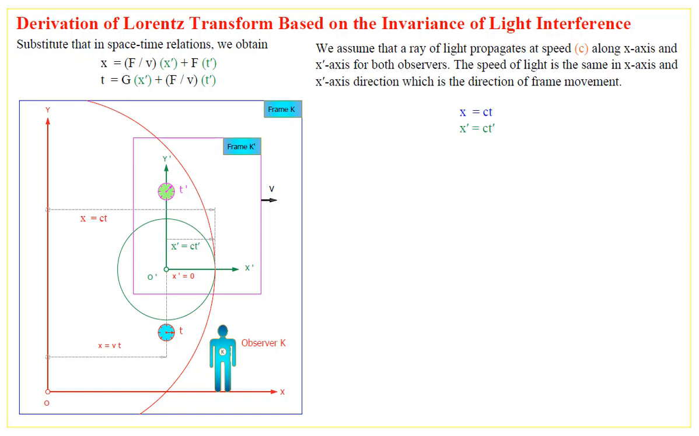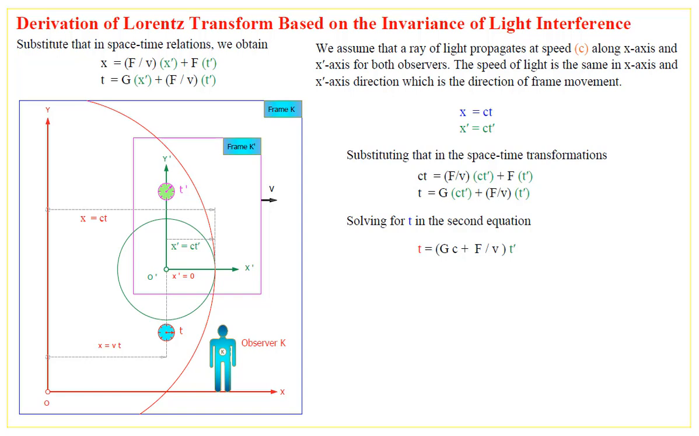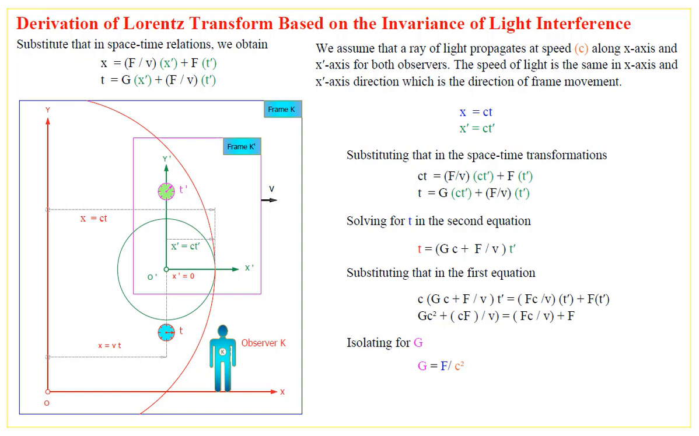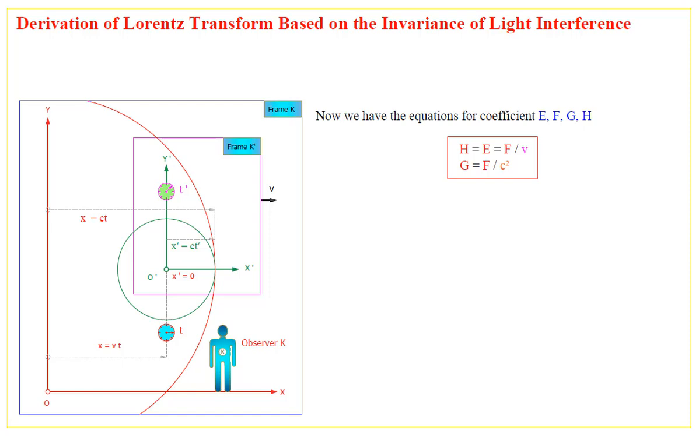We assume that a ray of light propagates at speed c along the x-axis and x'-axis for both observers. The speed of light is the same in the x-axis and x'-axis direction, which is the direction of frame movement. Substituting that in the space-time transformations. Solving for t in the second equation. Substituting that in the first equation. Solving for the coefficient g. Now we have the equations for coefficients E, F, G, H.